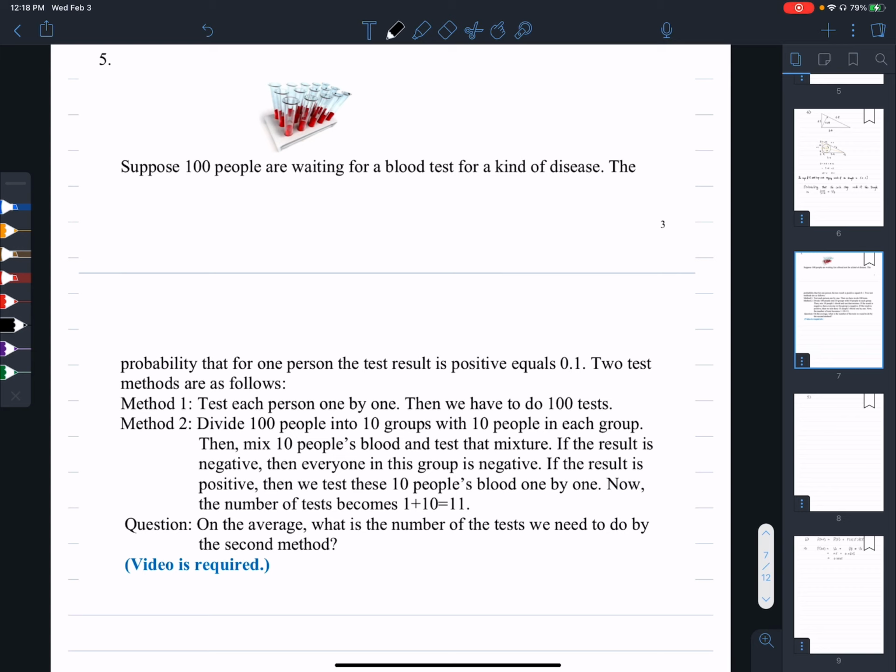Method 2, divide 100 people into 10 groups with 10 people in each group. Then mix 10 people's blood and test that mixture. If the result is negative, then everyone in this group is negative. If the result is positive, then we test these 10 people's blood one by one. Now, the number of tests becomes 11. So the question is, on average, what's the number of tests we need to do by the second method?